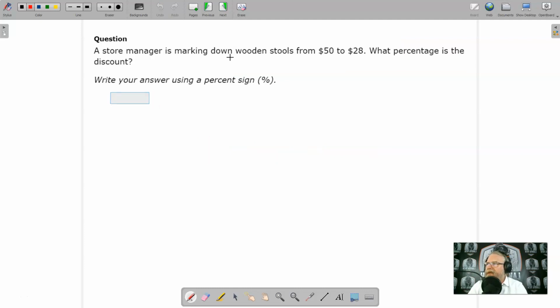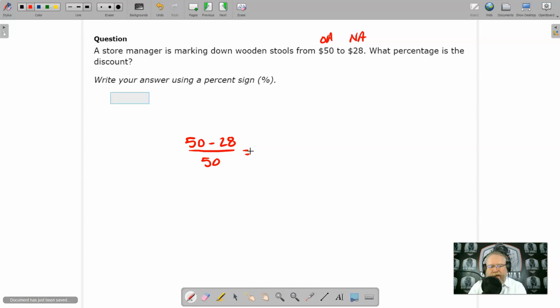Next one, store manager is marking down wooden stools from $50 to $28. What percent is the discount? So our original amount is 50 and our new amount is 28. So in order to get a positive number, we're going to have to do 50 minus 28. And then we're going to divide by the original amount, which in this case is 50.